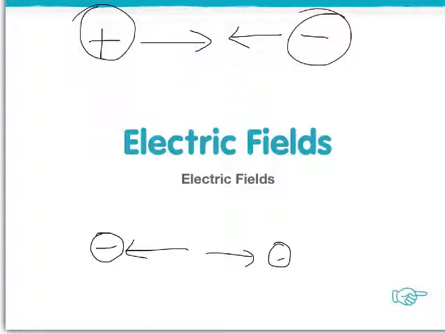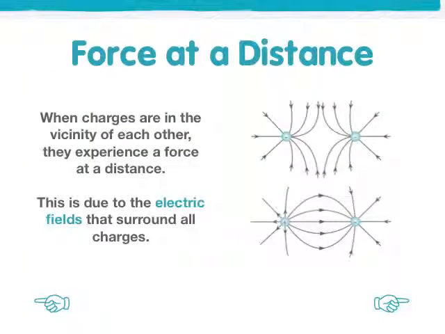Now what's important about this is that forces are acting, which brings us to the idea of an electric field. An electric field is any area where a force is experienced. And around all of these point charges, there is some kind of force acting. So around all of these charges, there are areas called electric fields. So we're going to look at these electric fields in more detail. So to sum up, when charges are close to each other, they experience a force at a distance. This is due to the electric fields that surround all the charges.